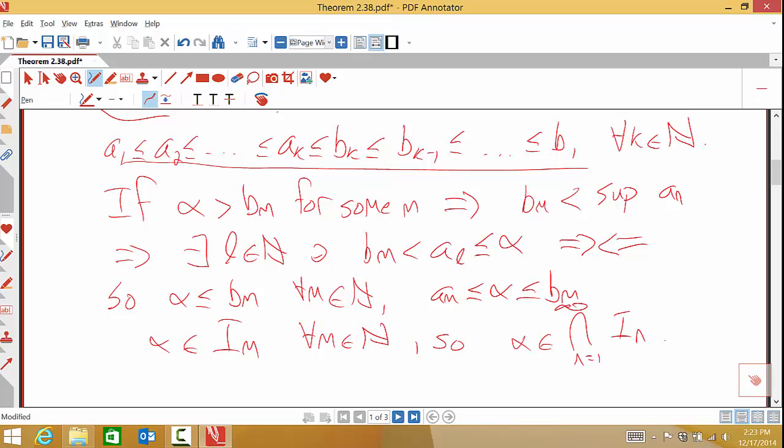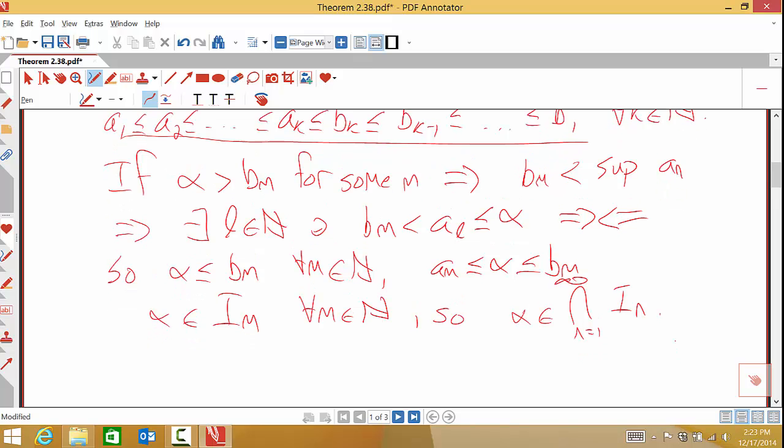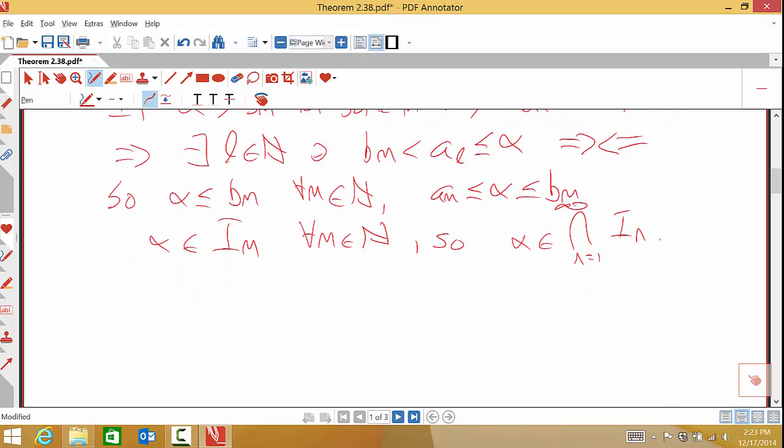Okay, so that in particular shows us this intersection is non-empty. The supremum of the left endpoints is inside it. Now there could be more things in there, but once we have one, we've shown enough to be non-empty.